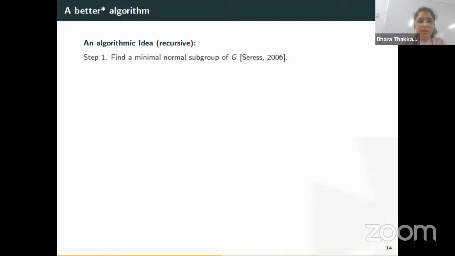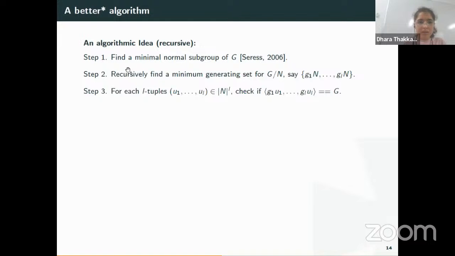So what we can do is first find a minimal normal subgroup of G. It is known that there is a polynomial time algorithm that finds a minimal normal subgroup. Then we recursively find a minimum generating set for the quotient group G/N. Suppose that we have this generating set g1N to gLN for the quotient group, and we want to lift this generating set to a generating set for G.